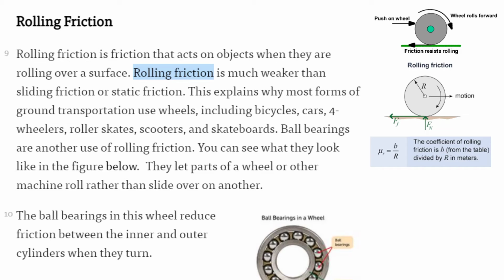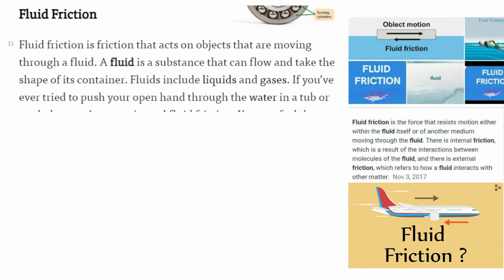Ball bearings are another use of rolling friction. You can see what they look like in the figure below. They let parts of a wheel or other machine roll rather than slide over one another. The ball bearings in this wheel reduce friction between the inner and outer cylinders when they turn.